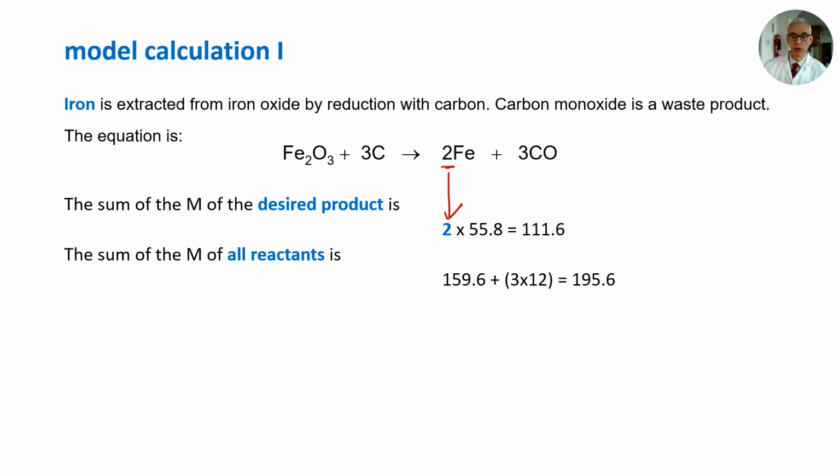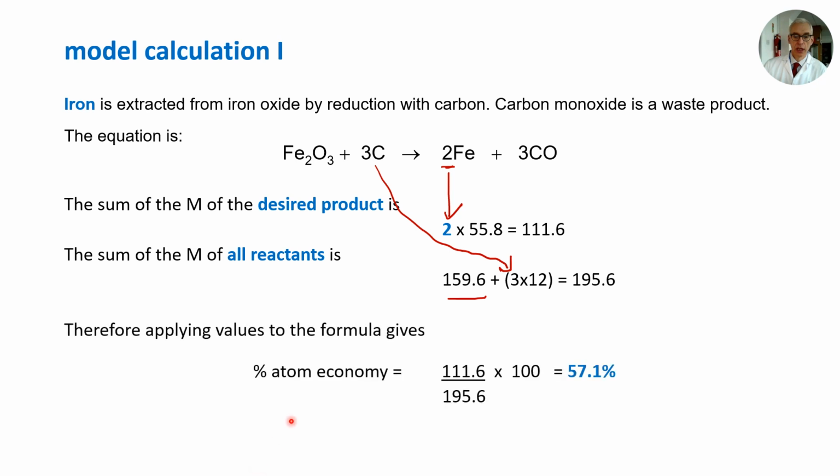Fe2O3, 159.6, and then 3 carbons comes to 195.6. Produce the formula for the atom economy, which is simply the desired product, sum of all the molar masses 111.6, divided by the sum of the molar masses of all of the reactants comes to 195.6. Express that as a percentage: 57.1.